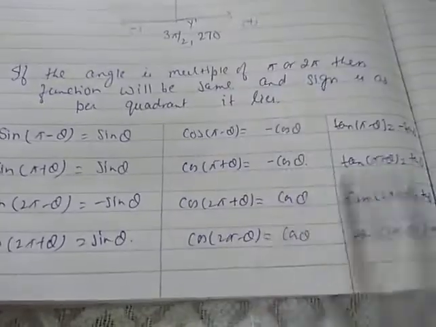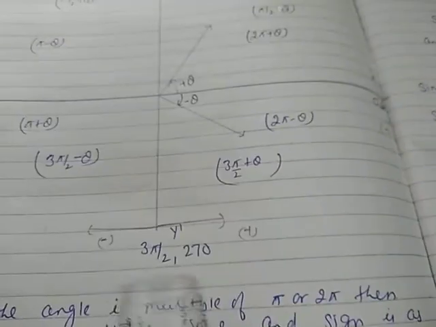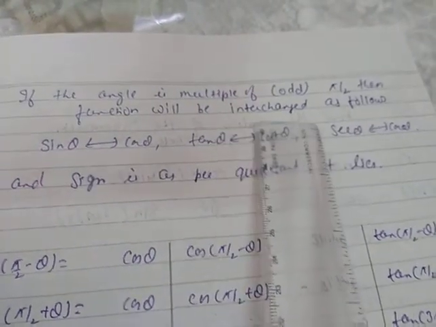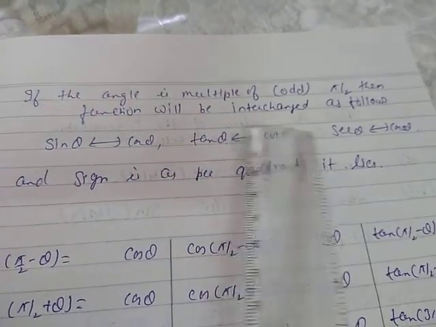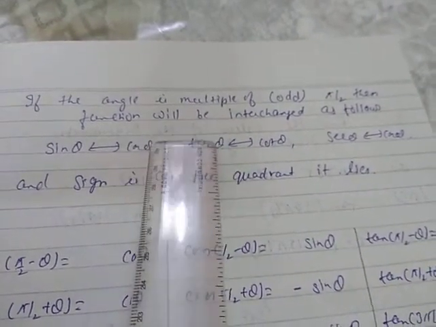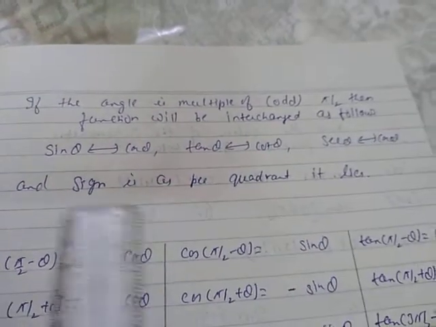This is for angles that are multiples of pi or 2 pi. Just see here, 2 pi and pi. Now pi by 2 and 3 pi by 2, these are odd multiples of pi by 2. Now what happens? If the angle is an odd multiple of pi by 2, then the function will be interchanged as follows. Sin theta is converted into cos, tan into cot, and sec into cosec. Here the interchange means cos to sin, cot to tan, and cosec to sec. And the sign is as usual as per the quadrant where it lies.